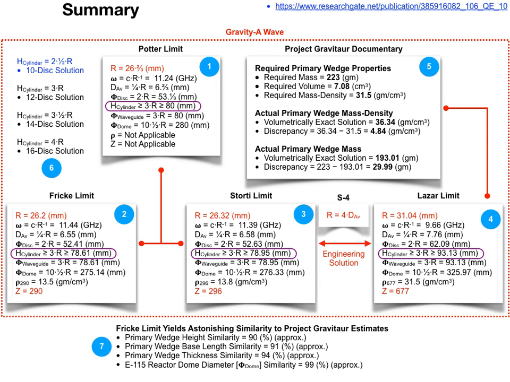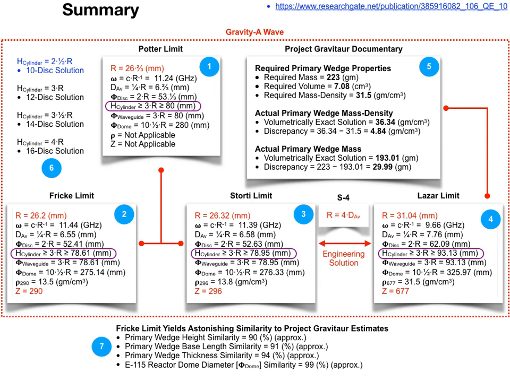The boundary conditions defined by Potter include the minimum number of element 115 disks required to fabricate a primary wedge. Hence, by association, this includes the minimum required element 115 cylinder height. In addition, Potter's boundary conditions also include the diameter of the waveguide assembly, as well as the internal diameter of the element 115 antimatter reactor dome.